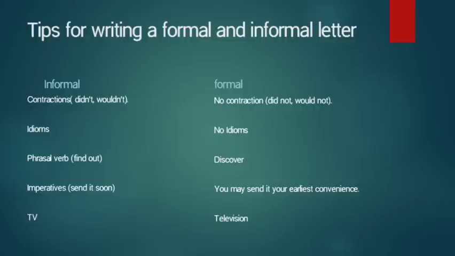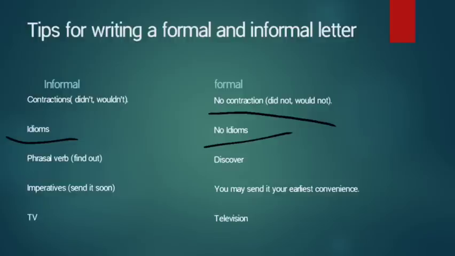Here are some tips for writing formal and informal letters. In formal English, we do not use contractions like didn't, wouldn't. Now, what are contractions? If you see a verb with an apostrophe and then a T, that is a contraction. It is very important to know, because in formal writing, we don't use contractions. So didn't, wouldn't would be did not, would not. Another difference between informal and formal writing is the use of idioms. Idiom means a certain expression, but if we are writing a formal letter, we will not use idioms.